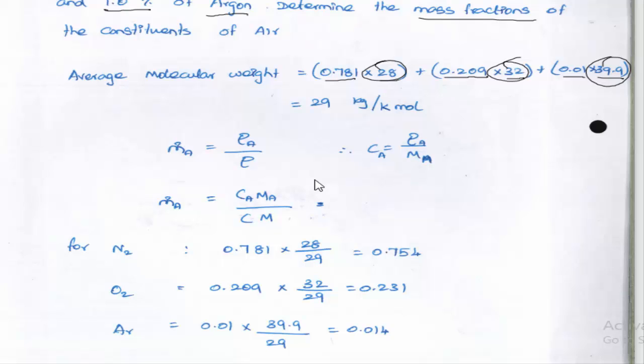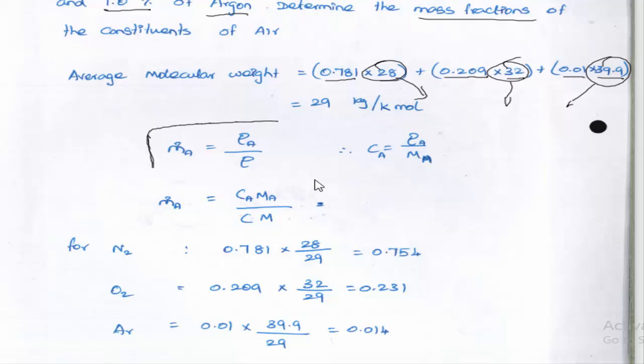You can refer to that HMT data book to find out the molecular weight of the different components. For nitrogen it is 28, for oxygen it is 32, for hydrogen it is 1, but for argon you have to take it from the HMT data book only, right? So the first thing we are going to find out is the mass fraction.